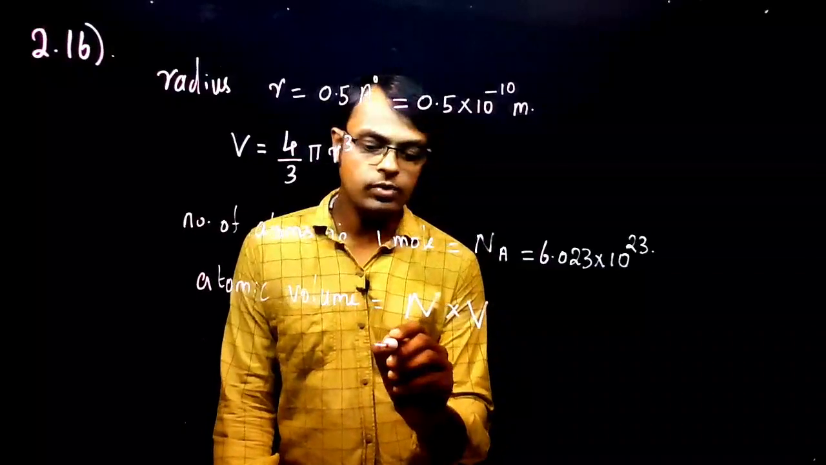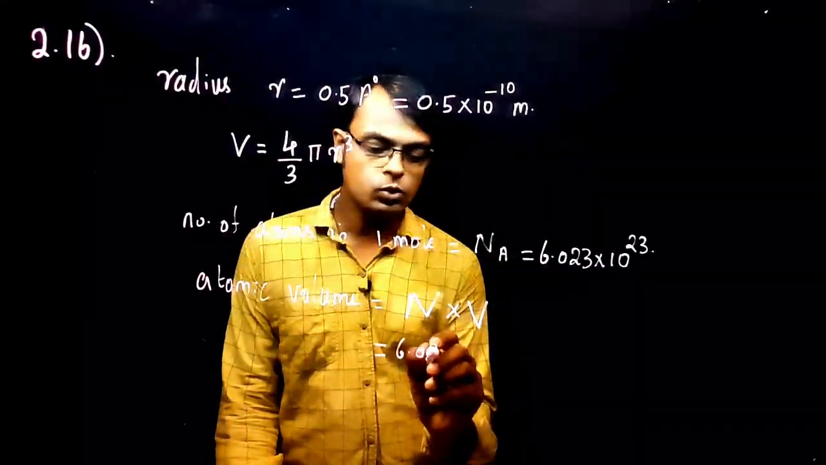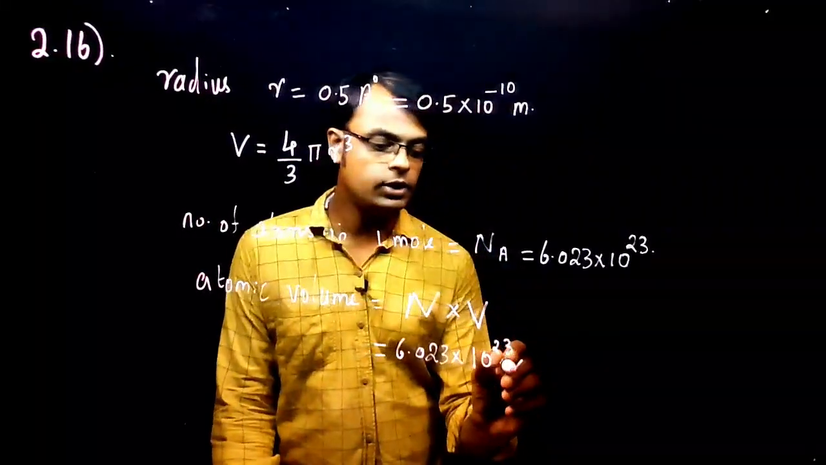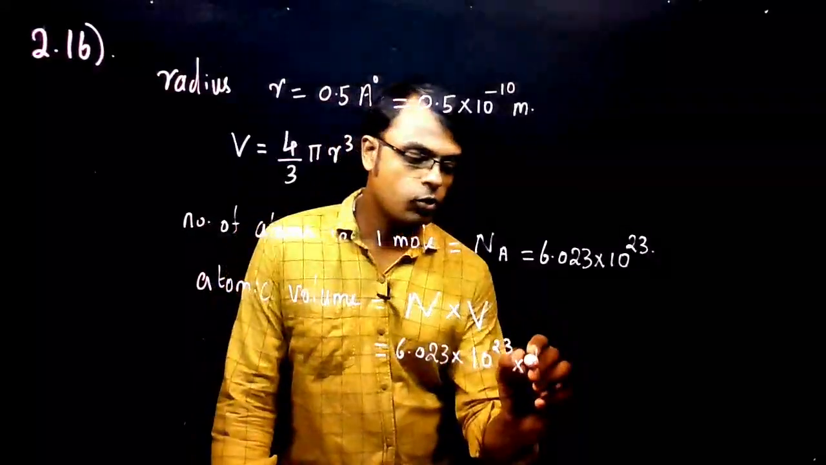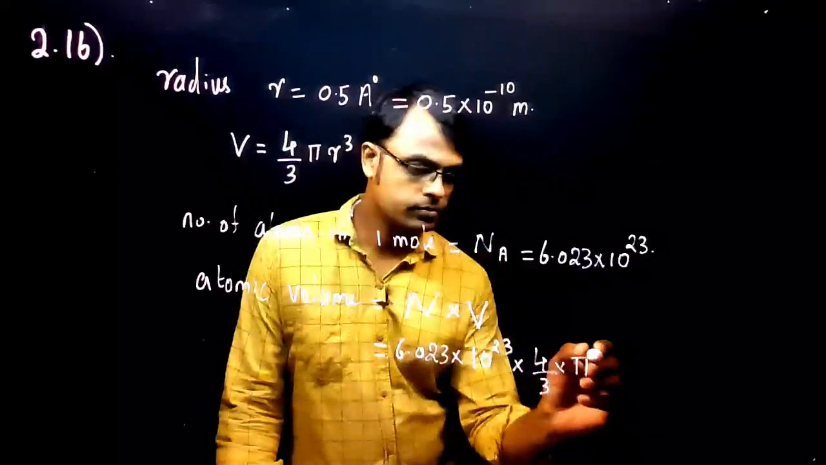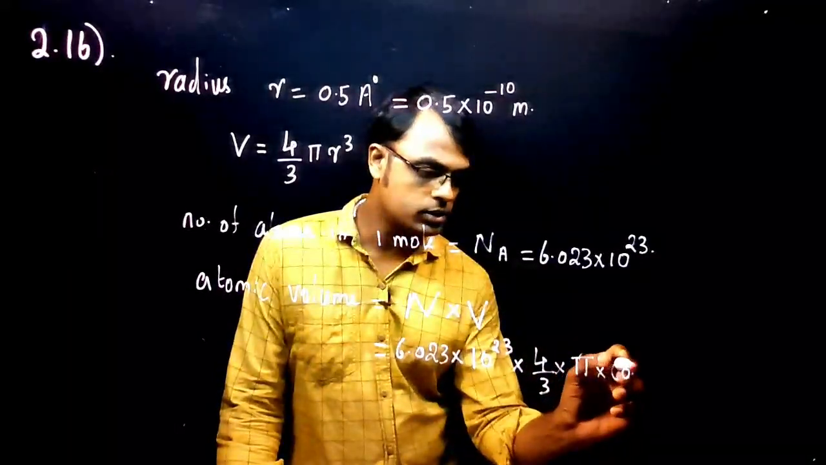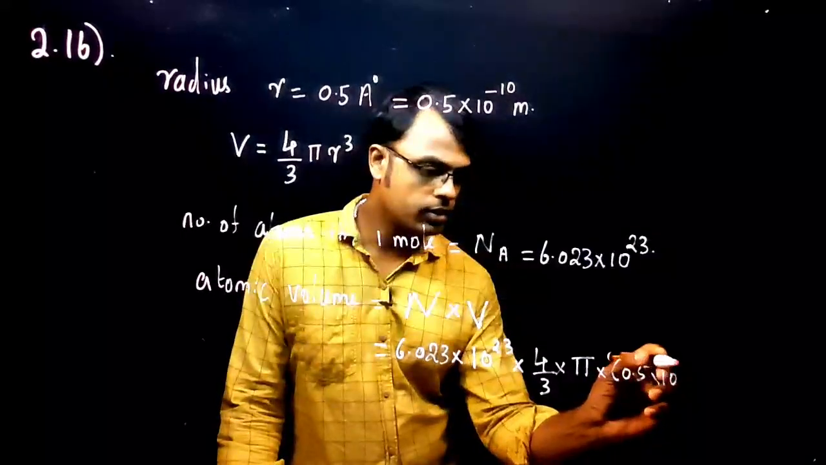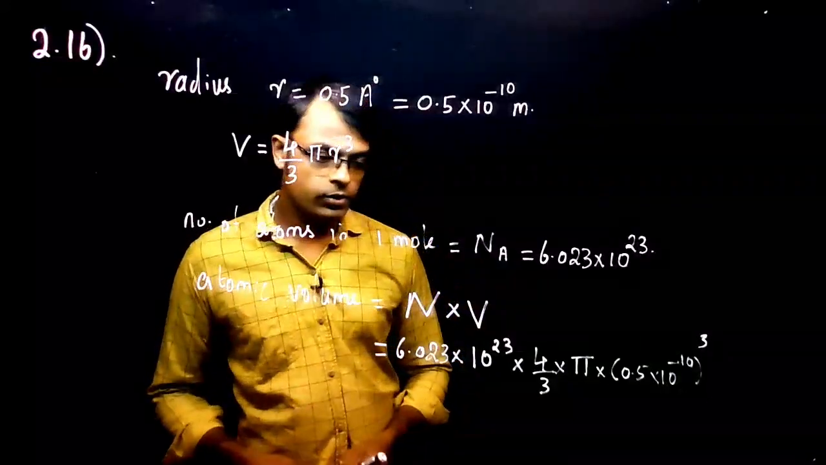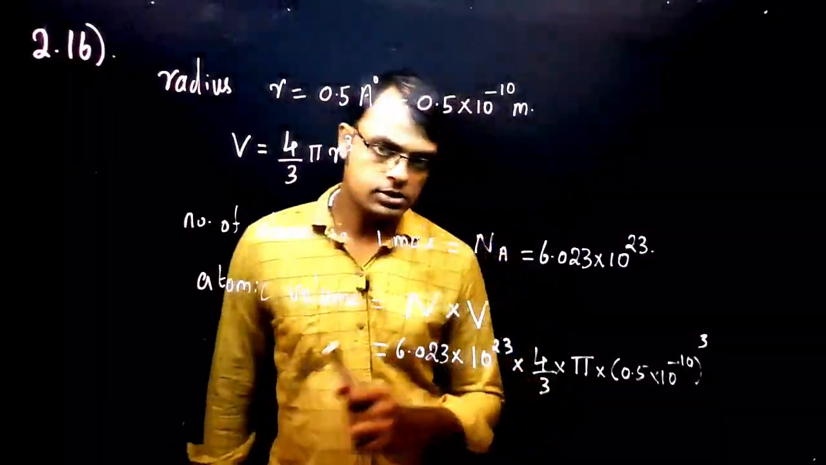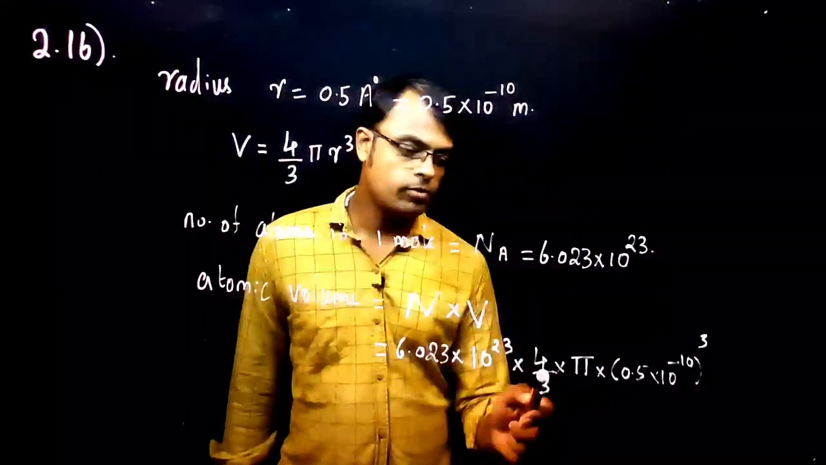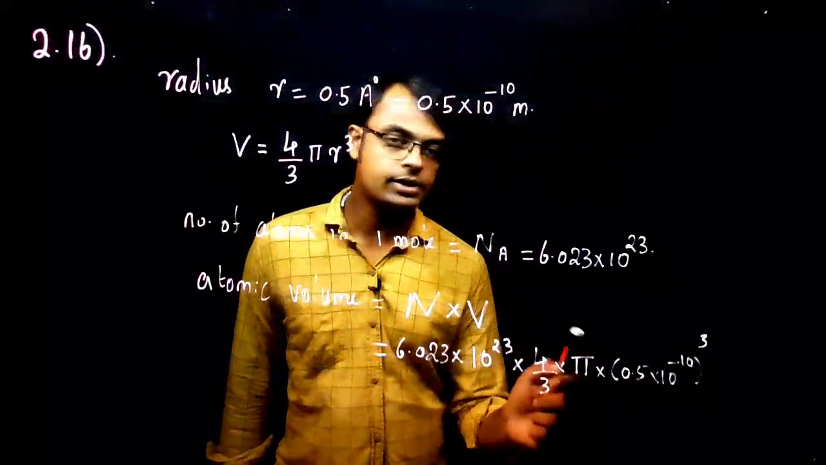So what is the atomic volume? It is equal to N into V. So we can substitute this value here: 6.023 into 10 to the power 23 into, what is the volume now here? 4 divided by 3 into pi into r cube. What is r value? 0.5 into 10 to the power minus 10 all cube. Now you can see here, this is a constant value, Avogadro number. 4 by 3 pi, these all are the exact numbers.